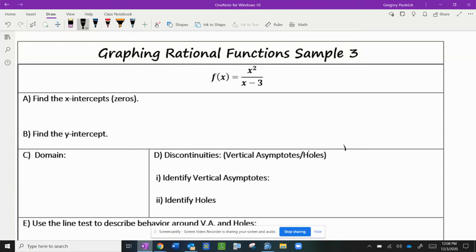Hey, this is our next video on graphing rational functions, and this is going to be sample 3.